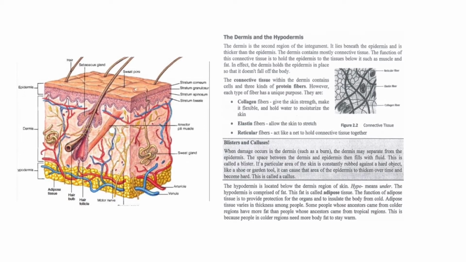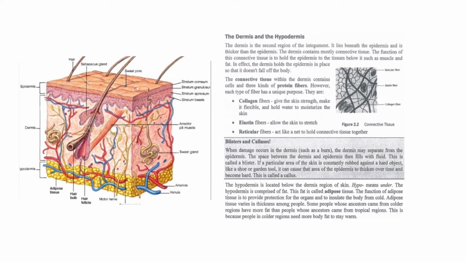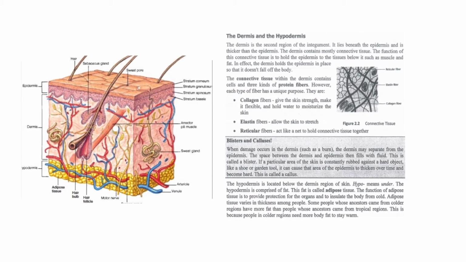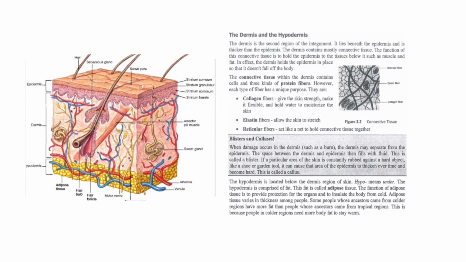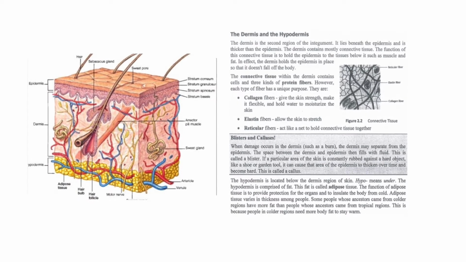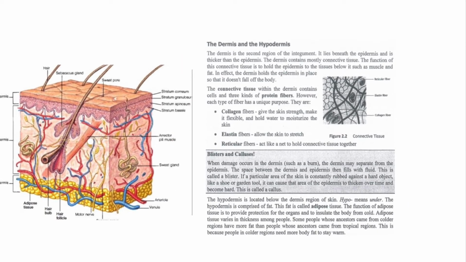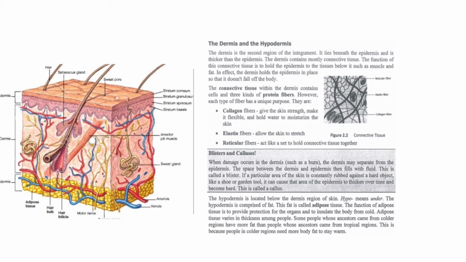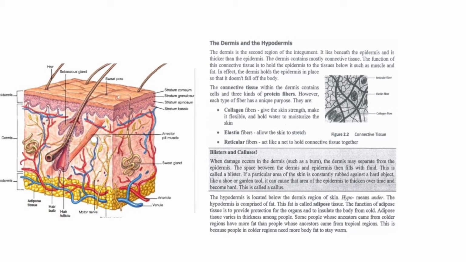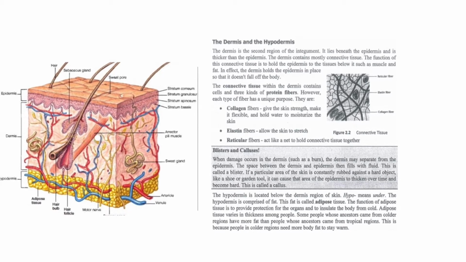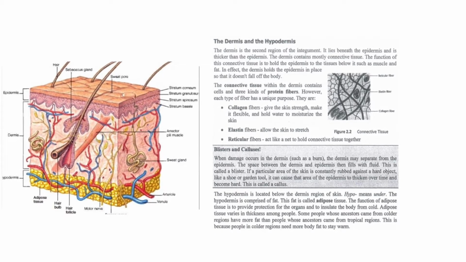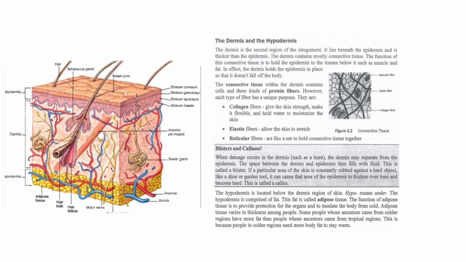The connective tissue within the dermis contains cells and 3 kinds of protein fibers. However, each type of fiber has a unique purpose. They are collagen fibers, which give the skin strength, make it flexible, and hold water to moisturize the skin. Elastin fibers allow the skin to stretch. Reticular fibers act like a net to hold connective tissue together.